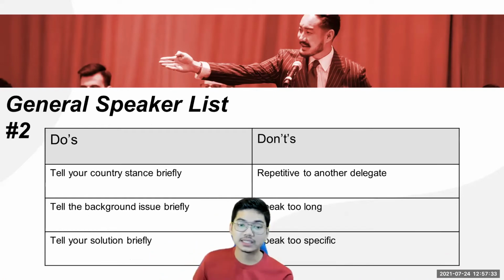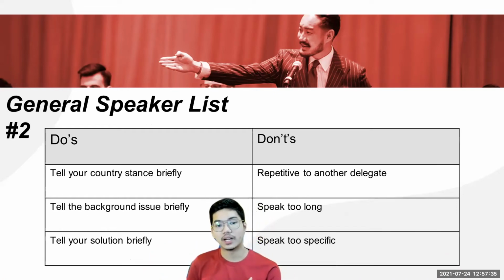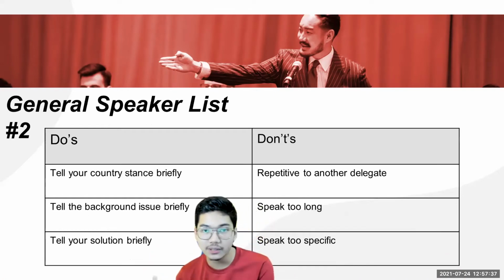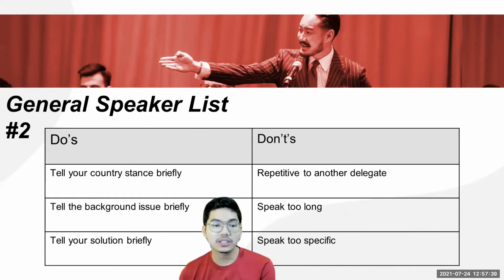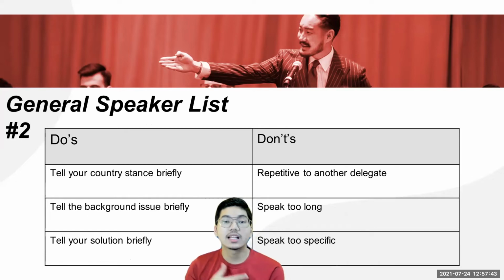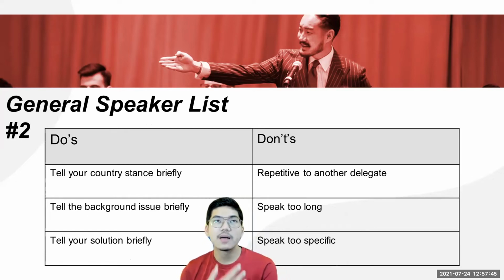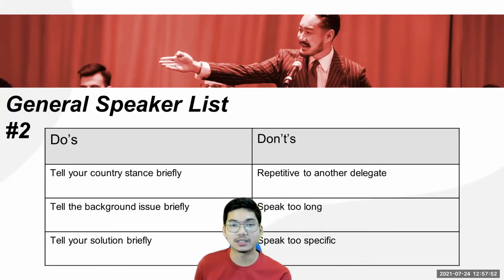Okay, this is basically the do's and don'ts. You don't have to talk about two specific topics. Only tell your country stance briefly. Only tell the background issues briefly. Tell your solution briefly, right? But don't be repetitive, right? Don't repeat what other delegates have mentioned or addressed earlier.